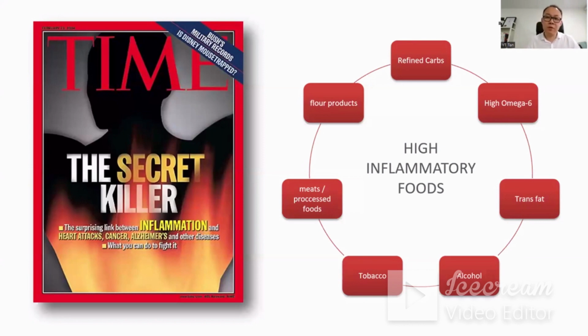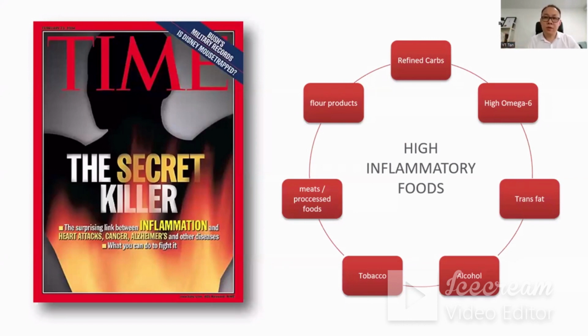Okay, so inflammation is just like a fire. When you need it, you just light it up. When you don't need it, you can suppress it. It can be gone, right? But when you light up the fire and it keeps on burning and burning, it ends up burning the whole body. Okay, because you are putting refined carbs and omega-6 into the body. All these are causing a lot of inflammation.